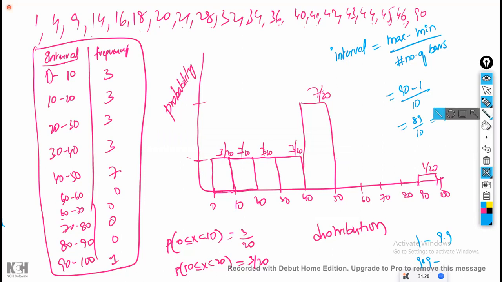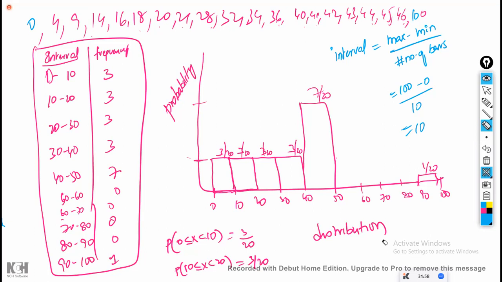For example, now let us change this one. Instead of this, take the maximum as 100, and instead of this, take the minimum as 0. Now 100 minus 0 divided by 10, starting from 0 to 10, 10 to 20, 20 to 30. For this data set, this is the same table. If you want, you can recheck once again. For this data set, starting from 0 to ending 100, this is the table and these are the intervals.